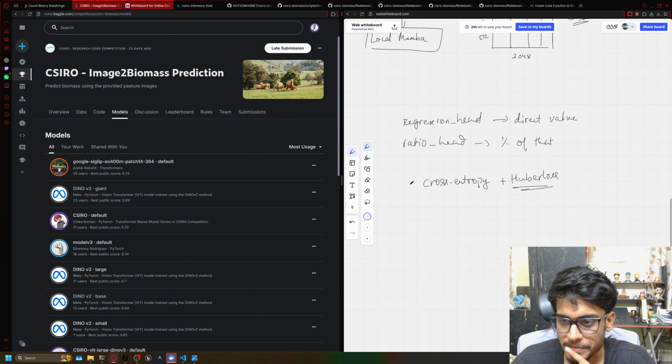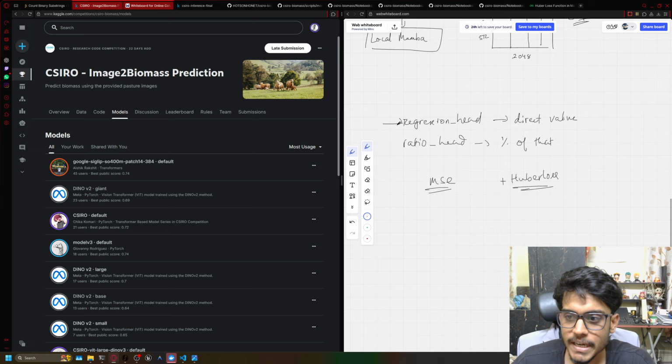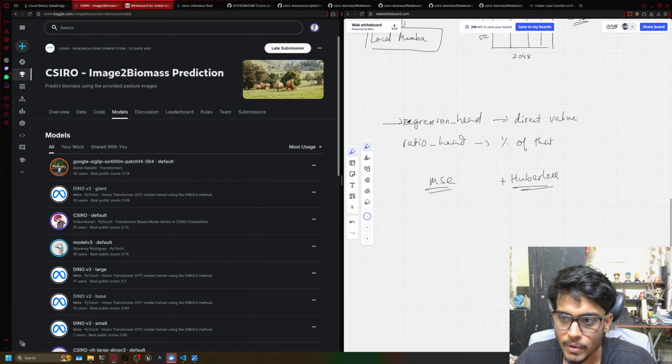I think I have misread this. This was not cross entropy, this was an MSE loss function for the regression heads. For the ratio heads, I was using Huber loss. For the regression head, since I was predicting the values directly, MSE was a good loss function for them.